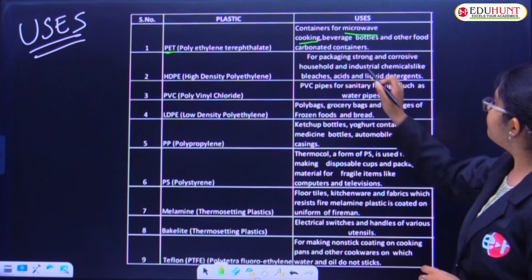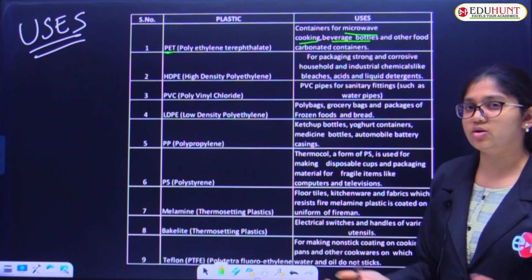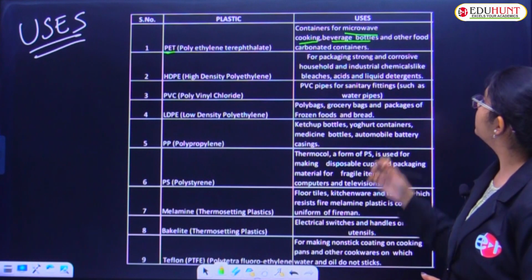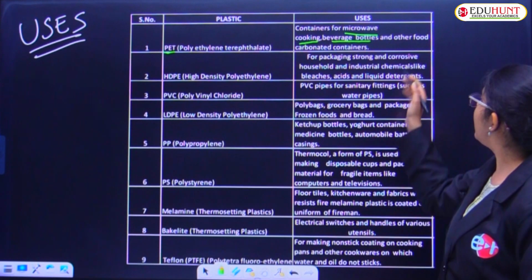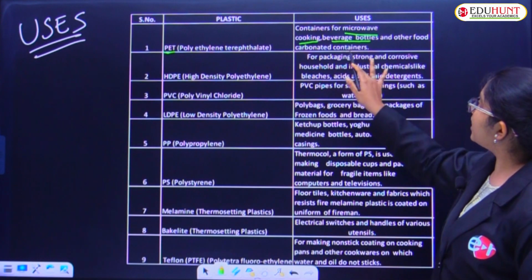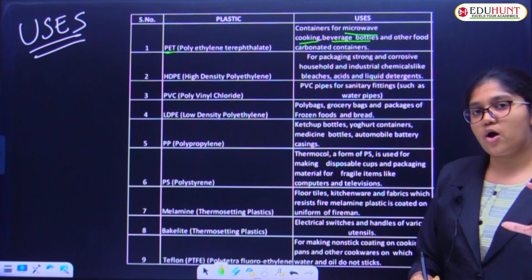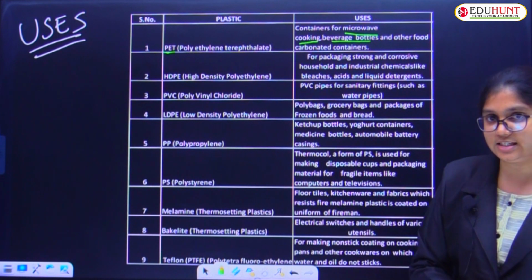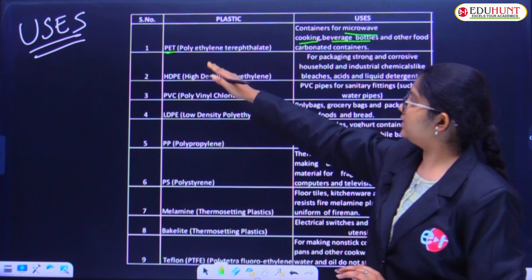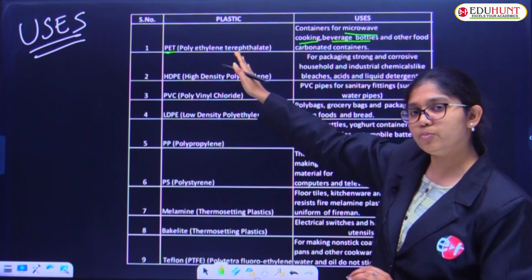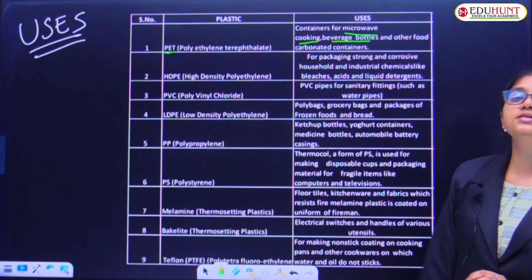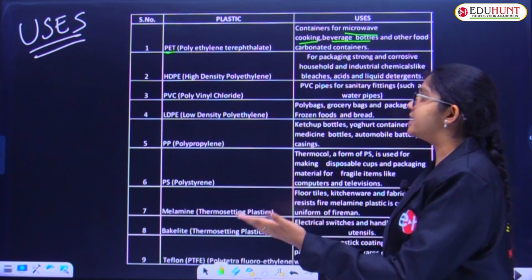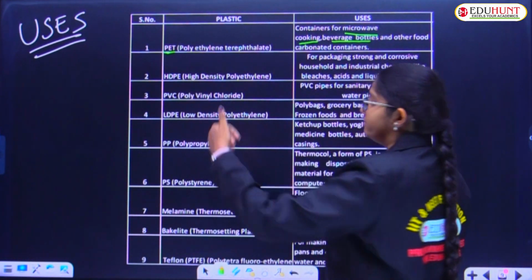And also beverage bottles, the water bottles, beverage water bottles, and also some juices, coffee drinks, milkshakes, etc., beverage drinks, okay? And other food carbonated containers, that is, containers with carbon dioxide in them, are also made of this particular PET. What is that, children? Polyethylene terephthalate. I hope you saw this word in the synthetic fiber polyester. Very good.